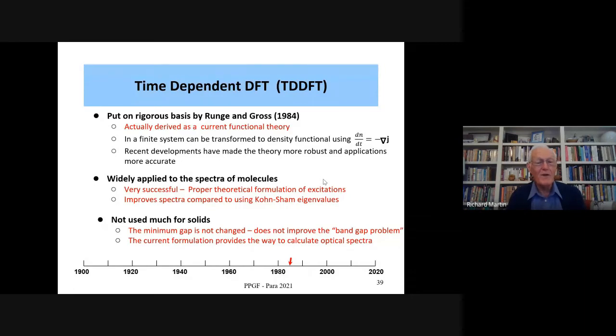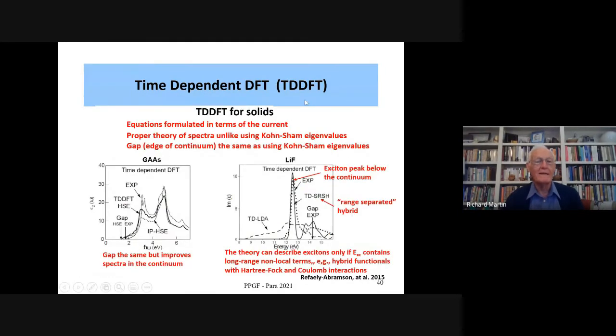But it wasn't used very much for solids because it didn't give much improvement over just using the good old eigenvalues from the Kohn-Sham problem, even though those eigenvalues were not meant to be accurate, and they're not. So I want one example of the great advance that's now been done for solids recently. This may be a little messy, but here's the point.